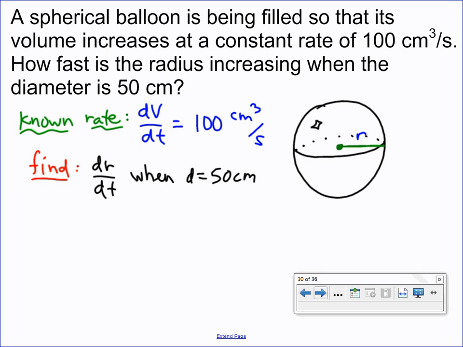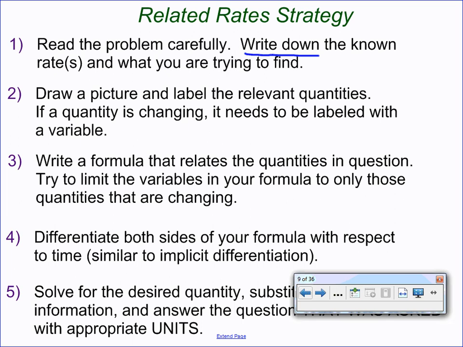Step two, we're going to draw a picture and label with appropriate variables. If a quantity is changing, it must be labeled with a variable. Notice how I didn't put 50 or 25 in my picture. That's a particular instant, just a snapshot at one moment in time. The radius is changing throughout the problem as it continues to inflate, so it does not make sense to label anything as 25 in my picture. Great. Next step, write a formula that relates the quantities in question. Try to limit the variables in our formula to only those quantities that are changing.